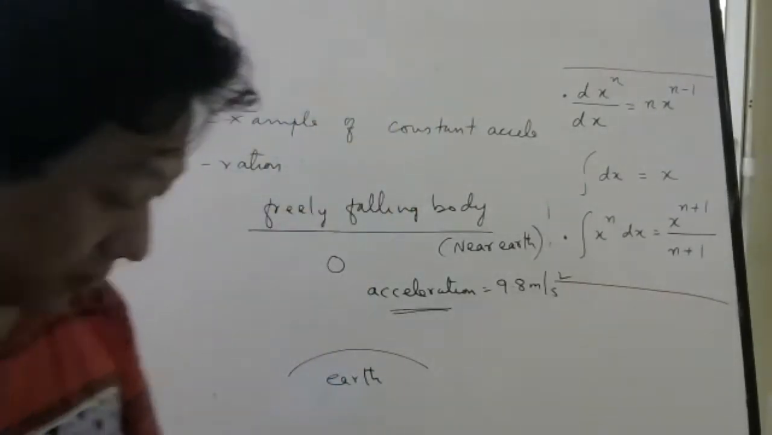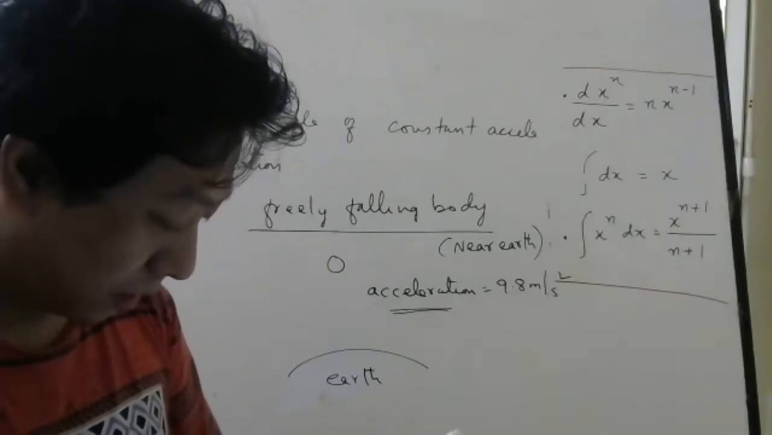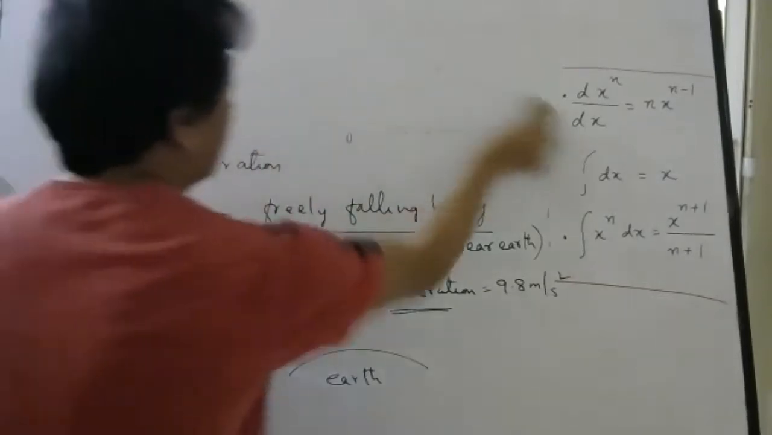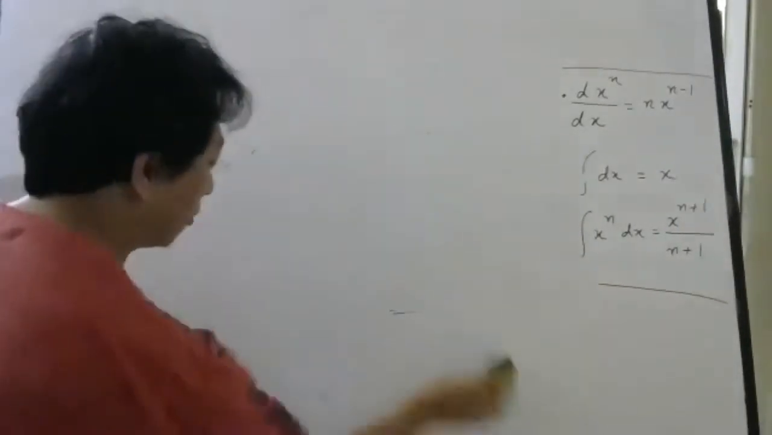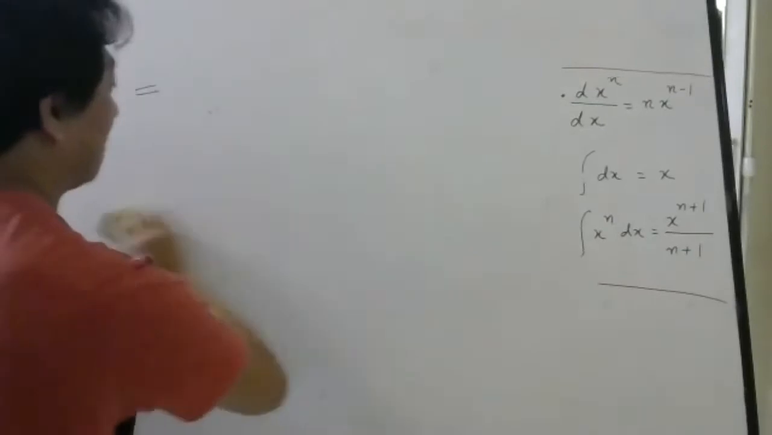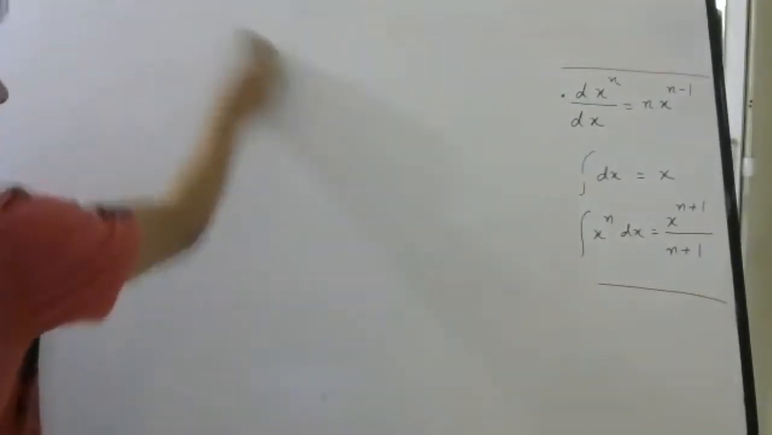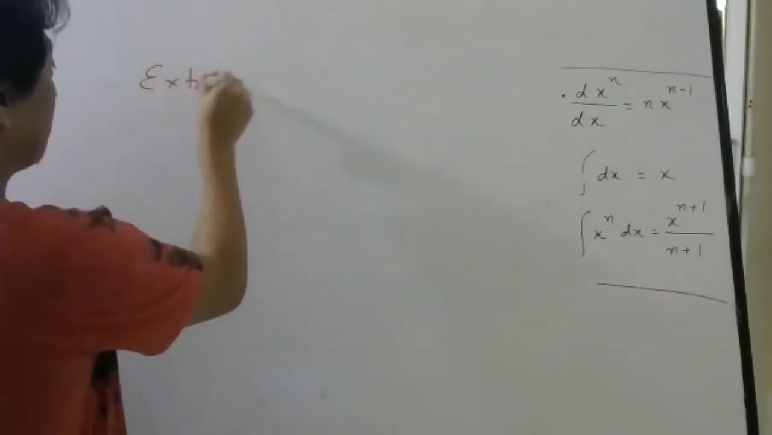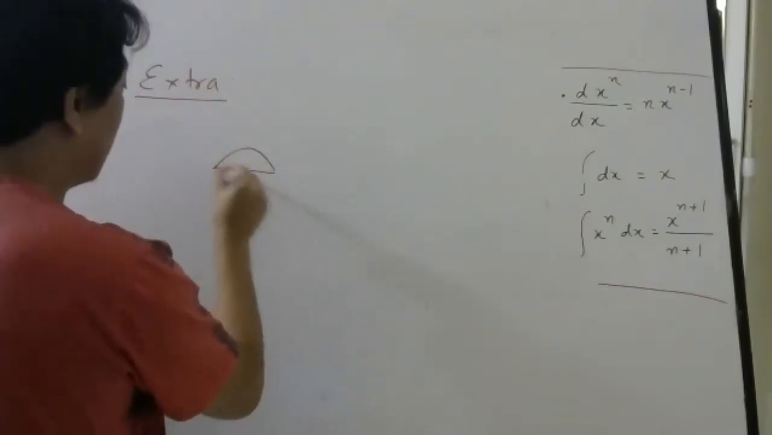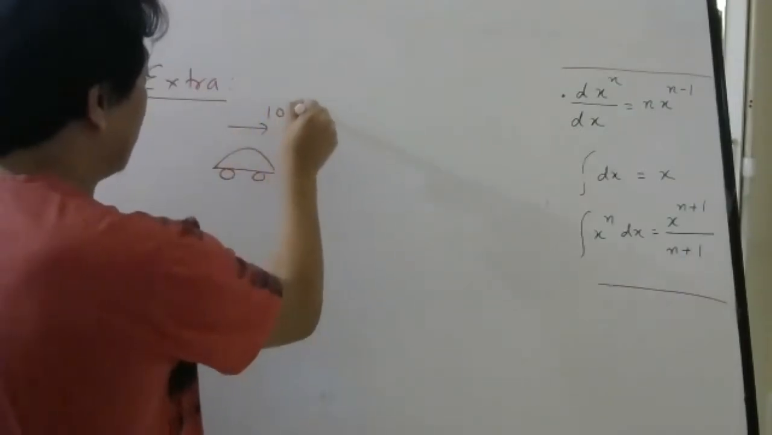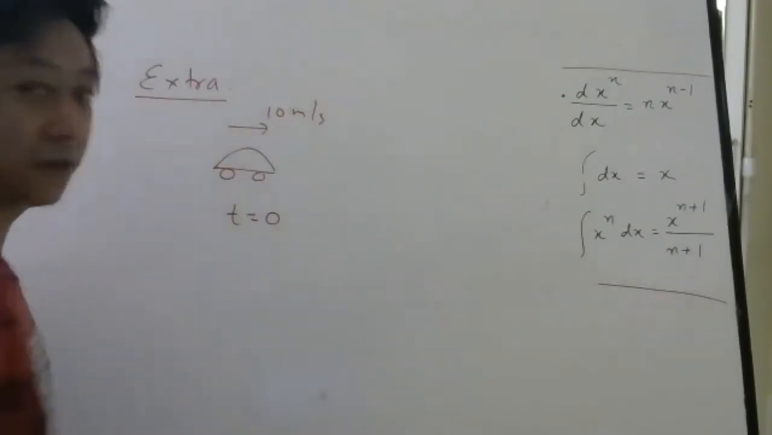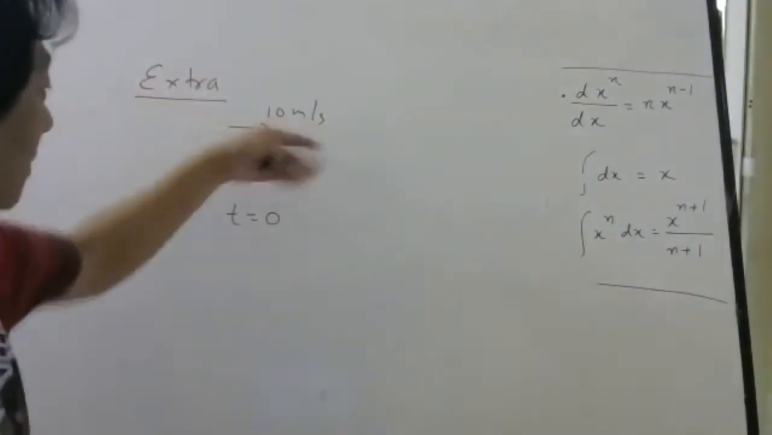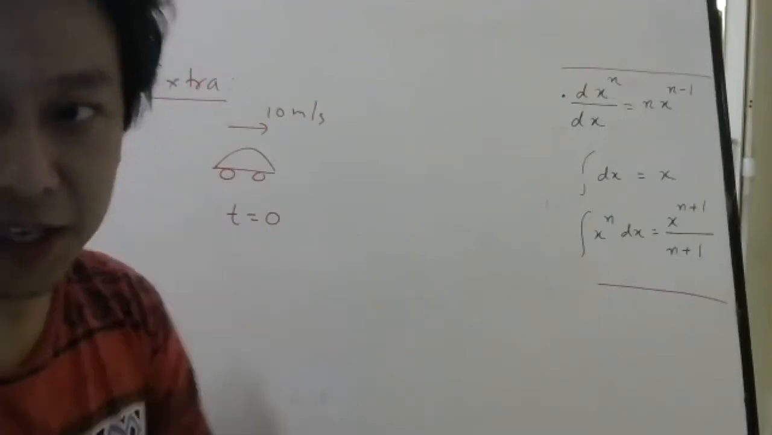Fourth question, let us see. Okay, before I do question number 4, one extra question we should do first. Simple question, don't worry. Suppose there is a car, it has a velocity 10 meter per second at time 0. So when I started my stopwatch, the car has a velocity 10 meter per second, instantaneous velocity.